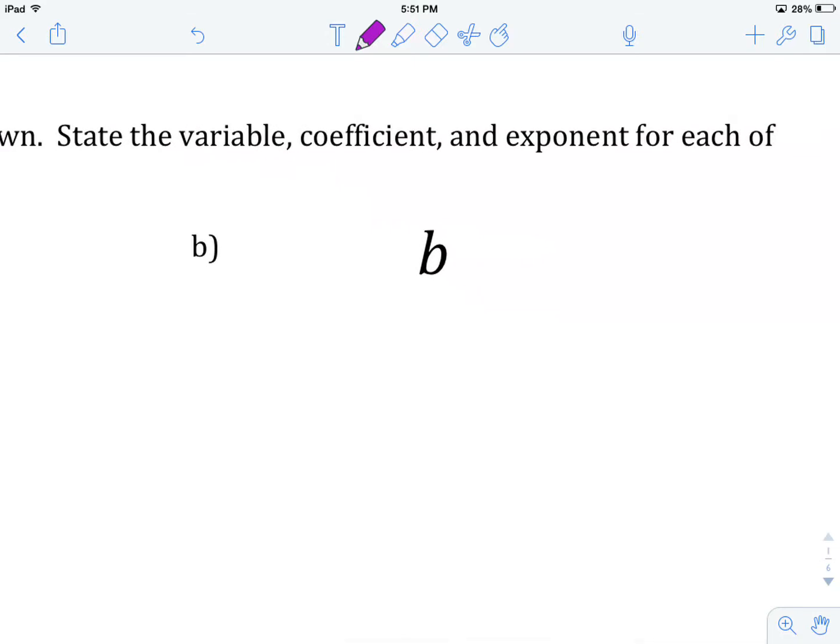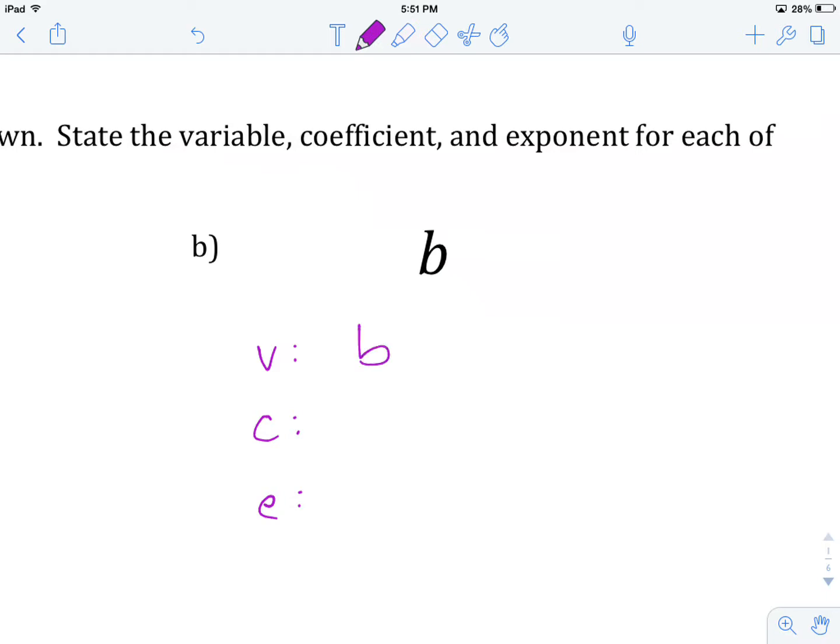Now, this one's a little bit tricky. So what I'd like you to do is to hit pause, give this one a try, and come on back. We'll check how you did. Okay, let's get a look at this. Again, we're looking for our variable, our coefficient, and our exponent. So our variable, that's the more straightforward one. That's the one that's a letter. There's our letter b in this term.